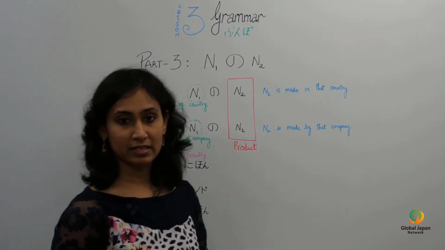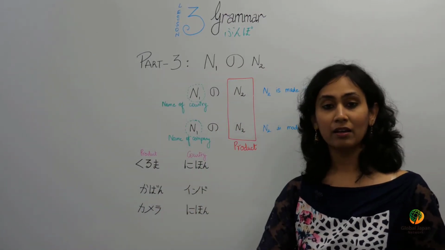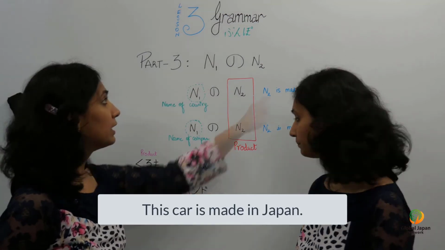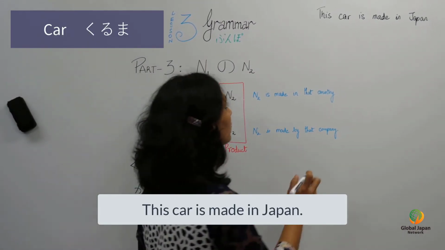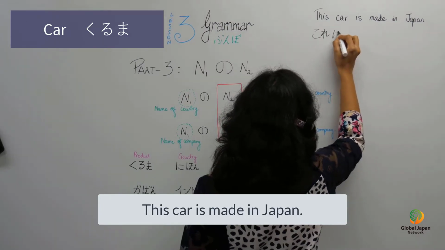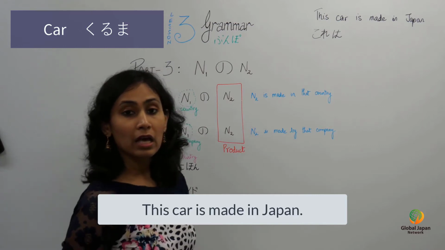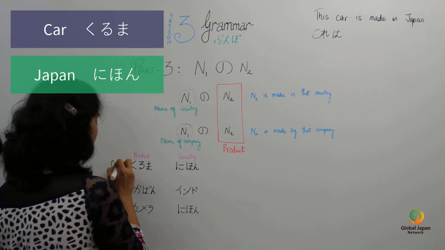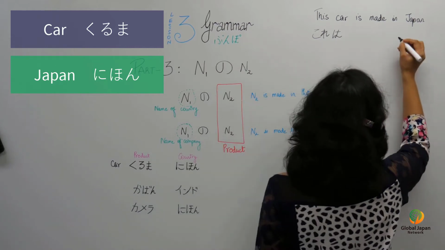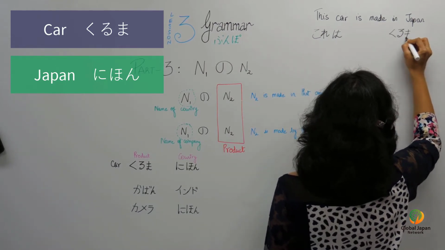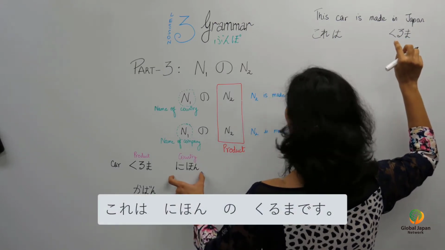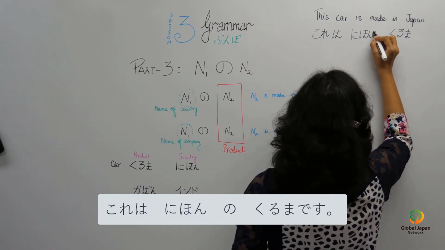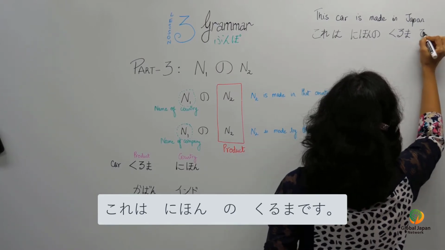I have given some examples of the product and the country which makes this product. Let's try framing out the sentence. This car is made in Japan. This is the sentence. The demonstrative word that should be used would be kore wa. The object here or the product is kuruma. Kuruma means car. So kuruma would be N2 in our sentence. Japan is the country which makes the car. So we would write Nihon no kuruma desu. Kore wa Nihon no kuruma desu.